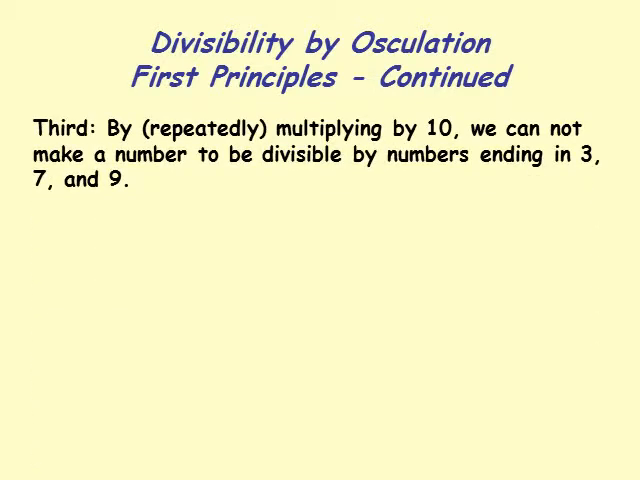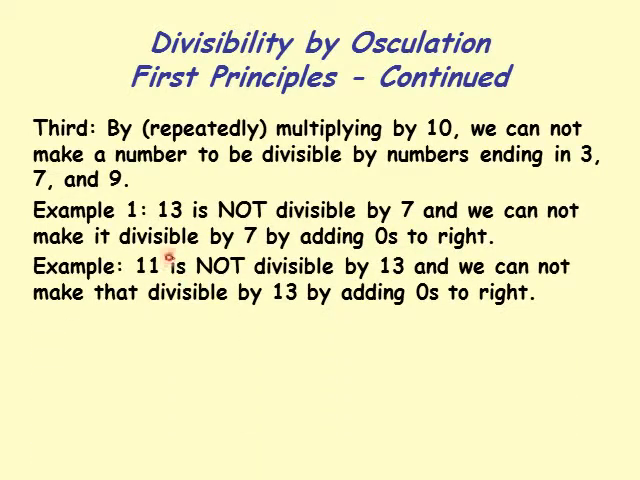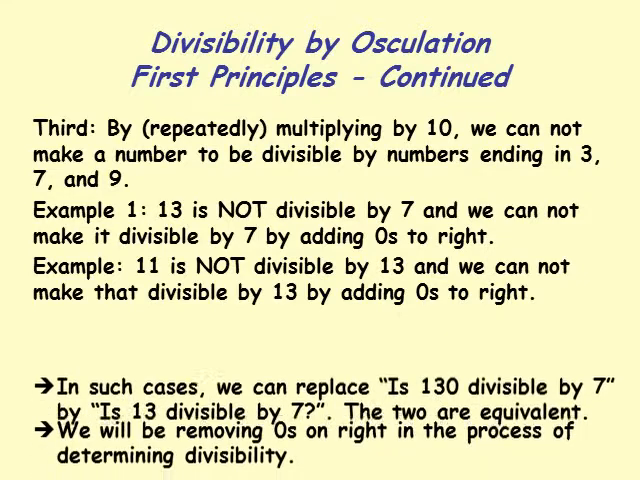Let's continue. When a divisor ends in 3, 7, and 9, we cannot make a dividend divisible by such a number by repeatedly multiplying by 10 by adding zeros at the right. Let me show you an example. Example 1: 13 is not divisible by 7, and neither is 130 or 1300. We cannot make it divisible by 7 by adding zeros to the right. Example: 11 is not divisible by 13, and we cannot make it divisible by 13 by adding zeros to the right.